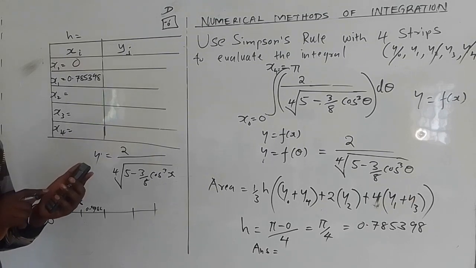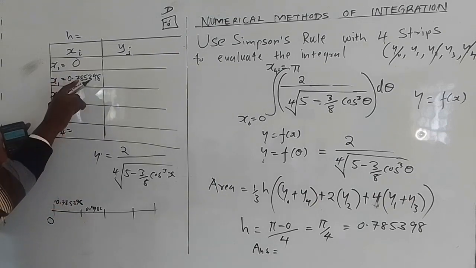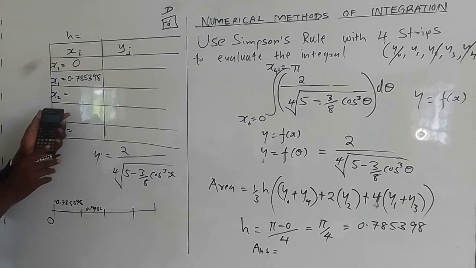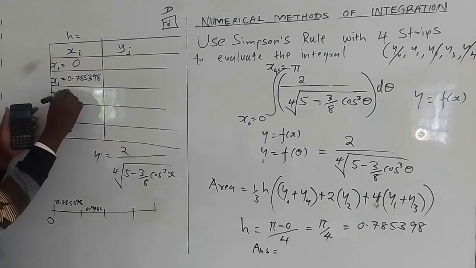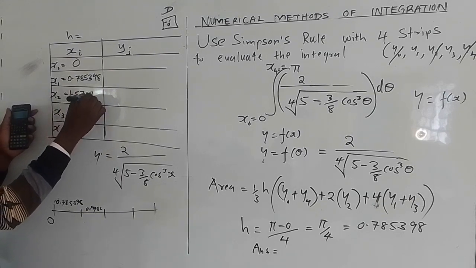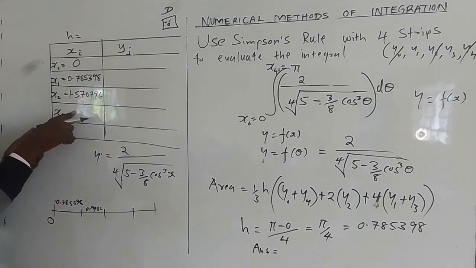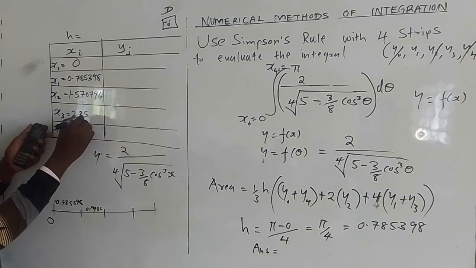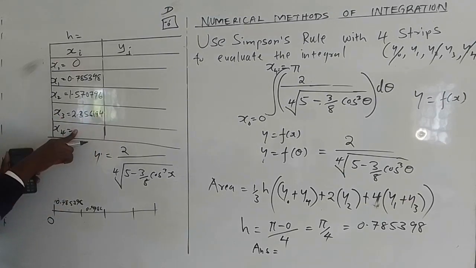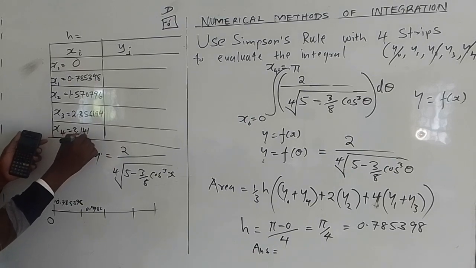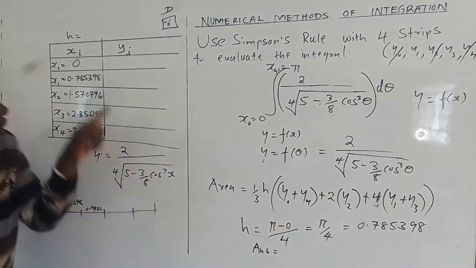Answer plus h, I get 0.785398. Then now when I press equals to again, I get the next value on the spot. Are you seeing that? So the next value I'm getting is 1.57079. If I press equal sign again, I get the next value, which is 2.356194. When I press equal sign again, I get the next value, which is 3.14159.